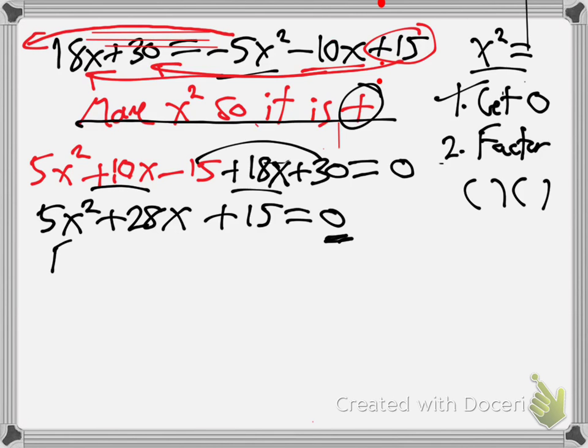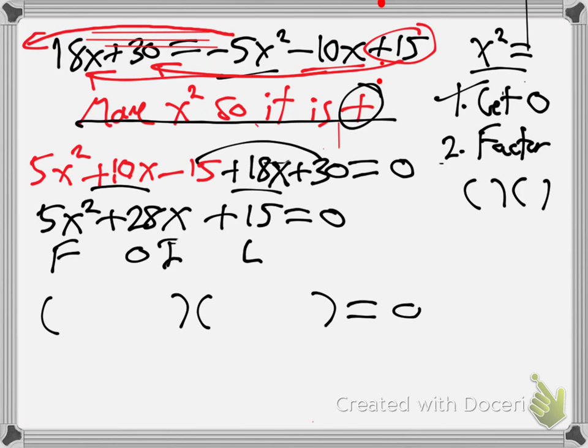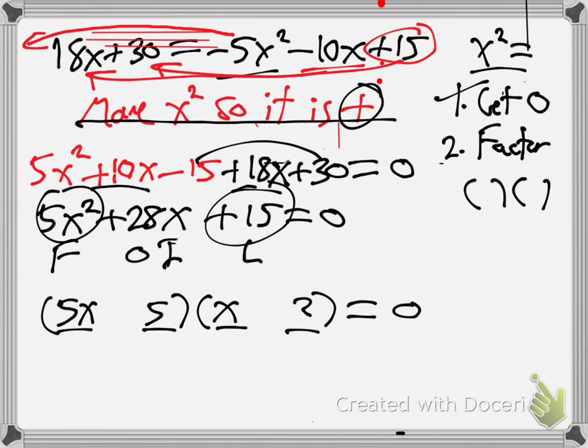How do we factor? We're thinking about FOIL, right? All right, so FOIL. So 2 parentheses. Front times front to make front. What times what makes 5x squared? 5x and x. And last times last to make last. What times what makes 15? Well, 5 times 3 makes 15. That's not the right order, though.